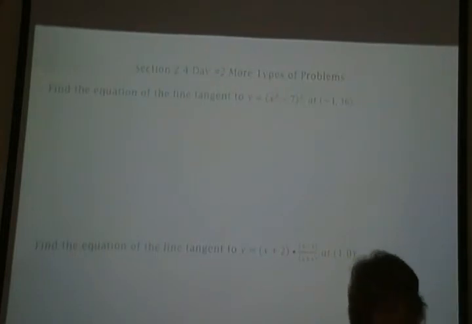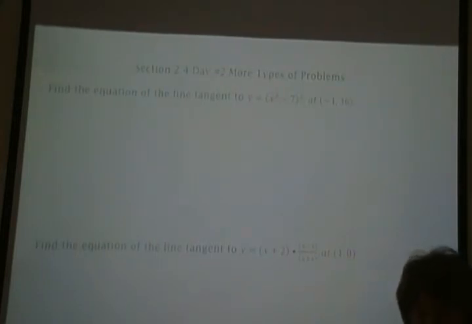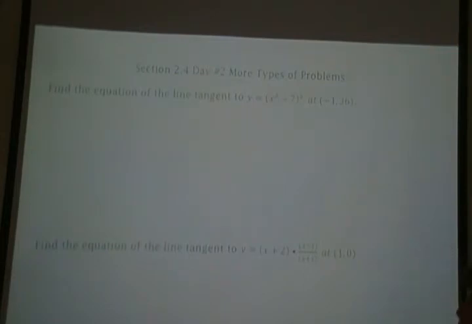But the goal of the last worksheet was to try to figure out the fastest way to do the problems. The goal of this worksheet is to remind you that the problem may be asked in a way that you need to understand the vocabulary of it. So for example, number 1, find the equation of the line tangent to the curve y equals (x squared minus 7) squared at the point (-1, 36).